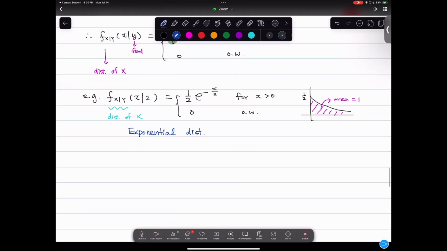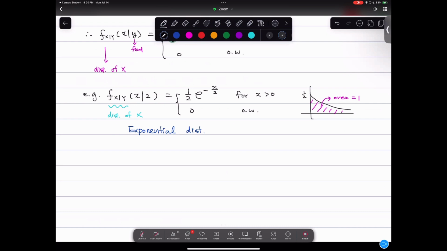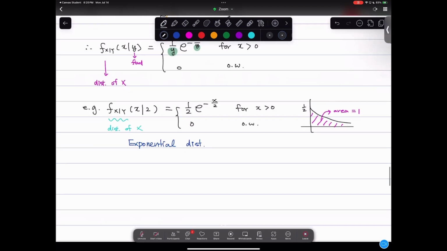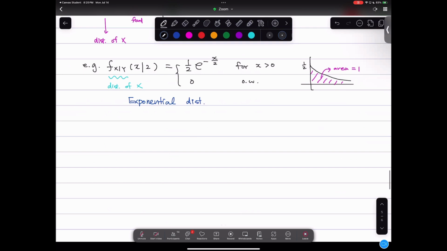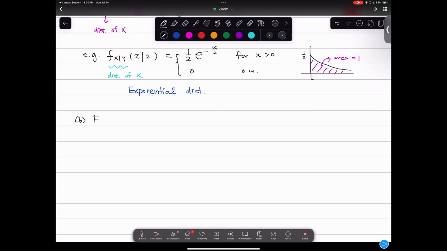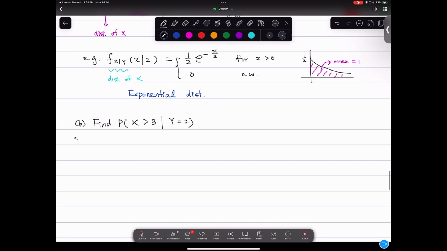Anyway, I got this. Let me get a probability and then I'll be stopping there. Let's get the question. This was A. Let's get my B. I want to find the probability that x is greater than 3 given y equals 2. For this, I have to use a conditional PDF, the conditional PDF of x given y equals 2. So we have to do that.